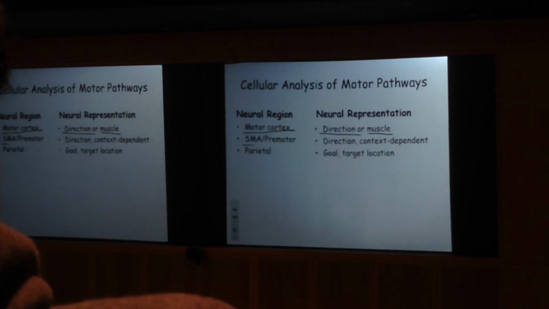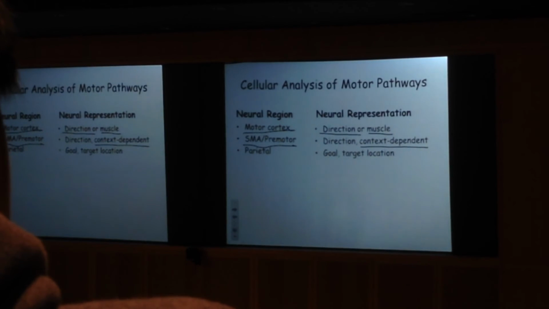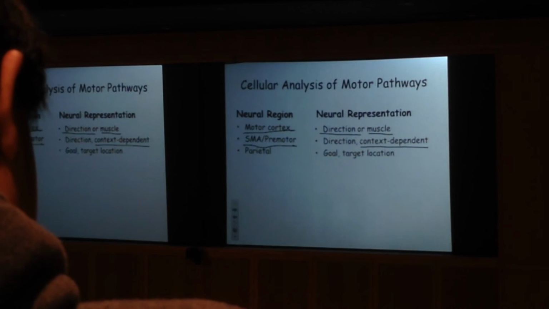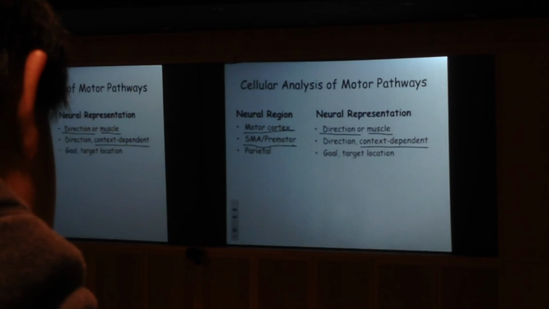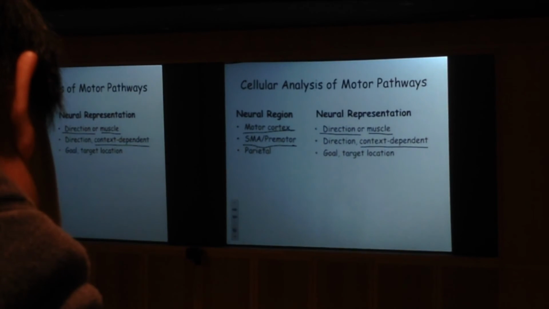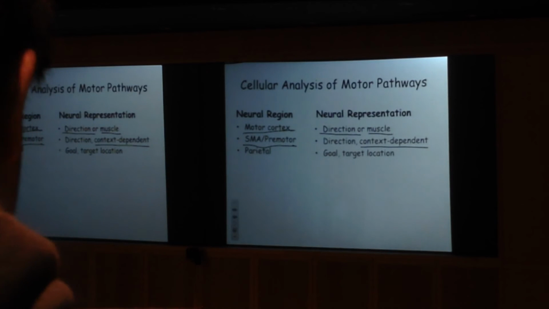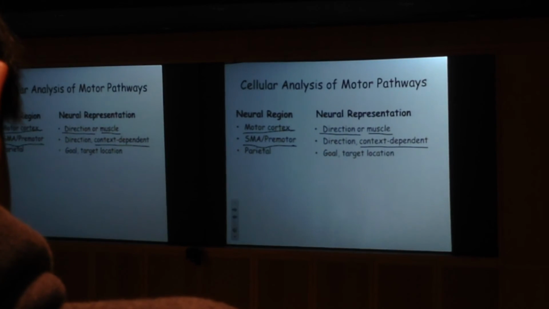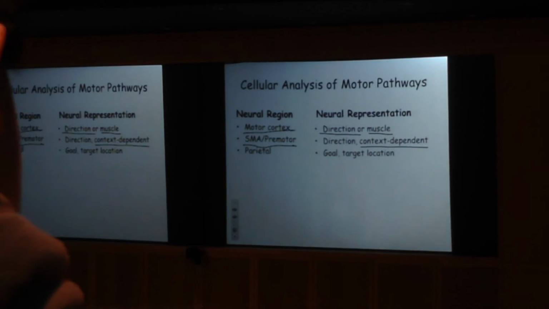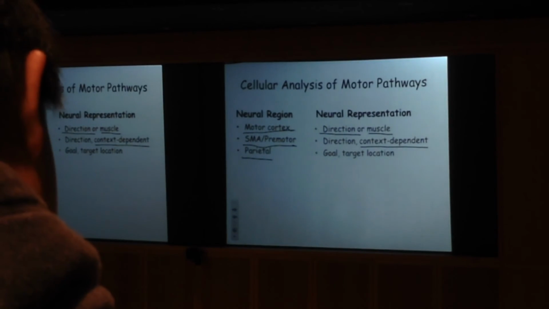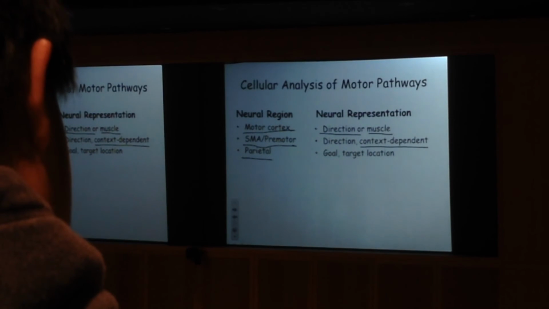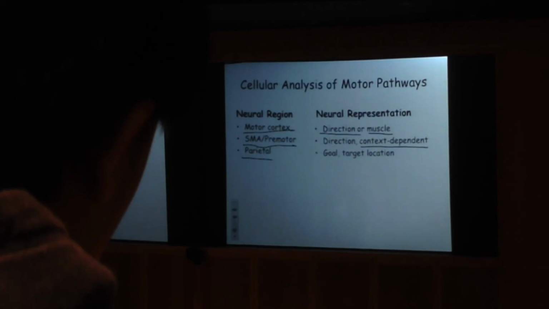The supplemental motor areas and the premotor areas are context dependent. It really depends on what kind of sequential movement this is. Am I withdrawing my arm to play tennis? Is it part of a sequential movement? Those cells are mostly sensitive to a particular sequential movement. The parietal lobe also shows this kind of directional tuning, but it is more target location oriented, and goal dependent.